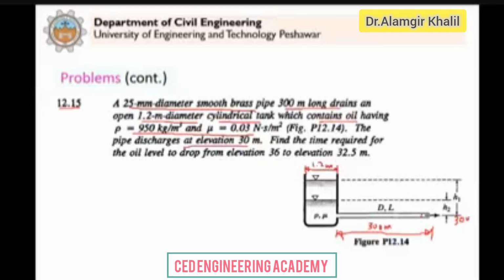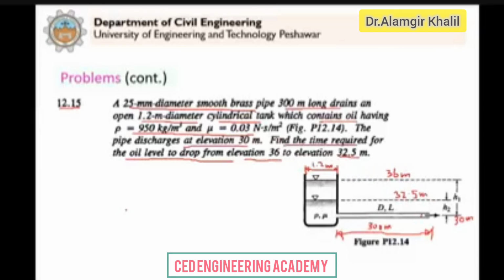This is 30 meter. Now the question is to find the time required for the oil level to drop from elevation 36 to elevation 32.5 meter. Here the elevation is 36 meter, and here the elevation is 32.5 meter. Now how much time will it take? That we need to calculate.